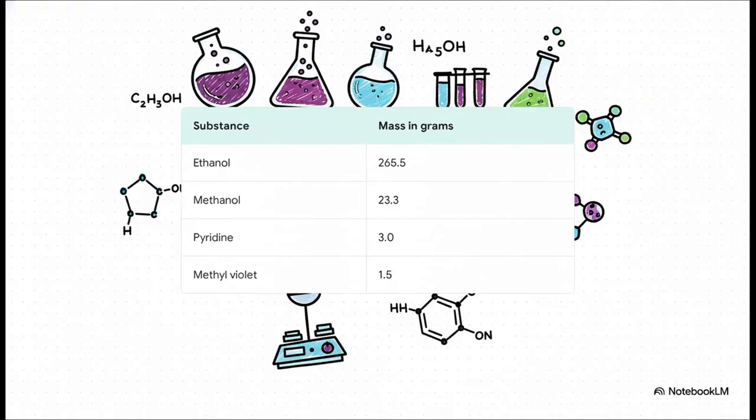So right off the bat, the question gives us this table. This is our starting point. It lays out the 4 things that are mixed together to make methylated spirit: ethanol, methanol, pyridine, and methyl violet. And it tells us exactly how much of each is in there. This data is going to be key for the first few marks.